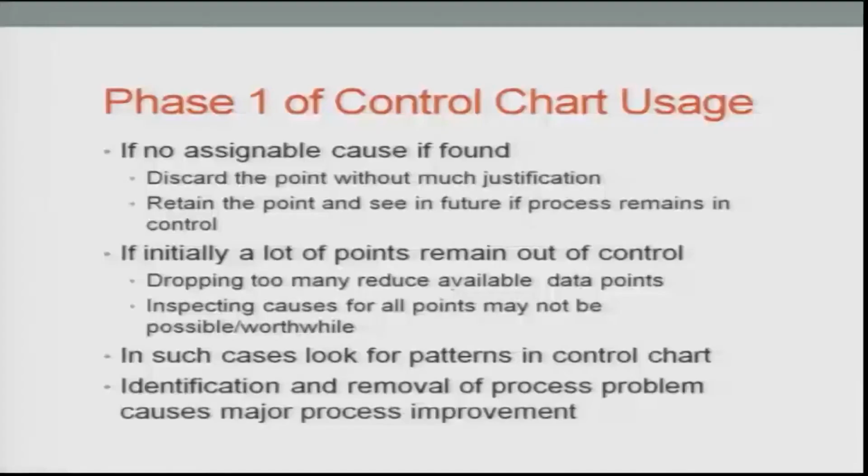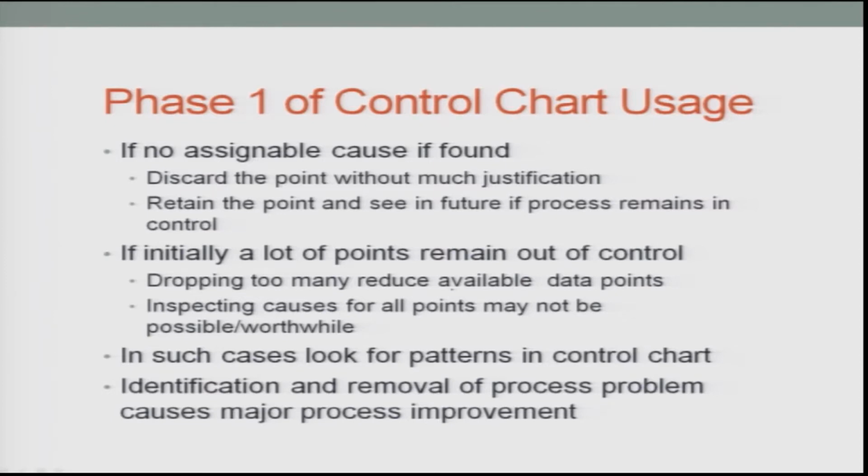Phase 1 of the control charts continuing, if no assignable causes are found, do not discard the point without much justification. Retain the point and see if in future the process remains in control, and then you take decisions accordingly. If initially a lot of points remain out of control, then dropping too many would reduce the availability of the data points.